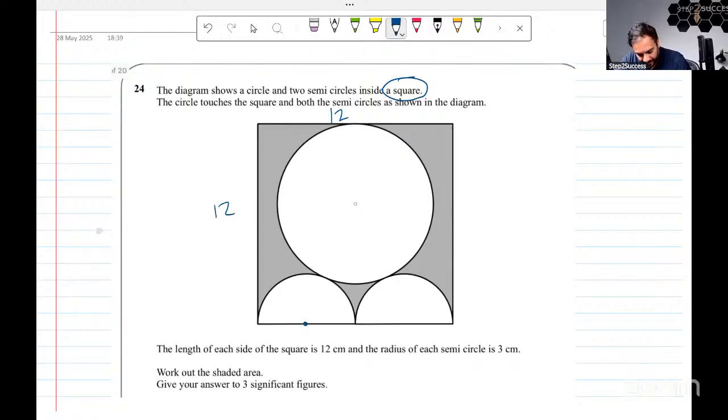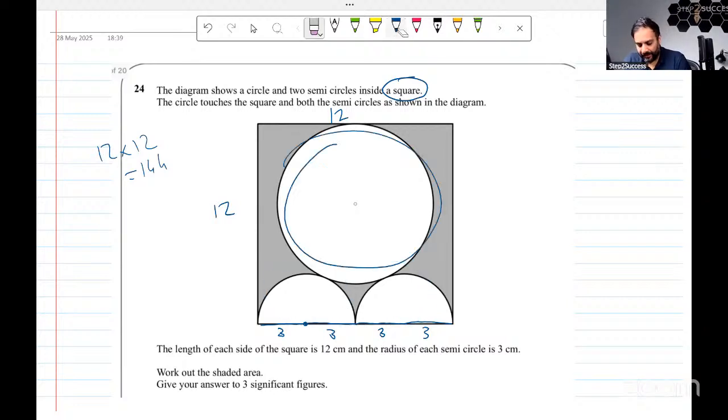The radius of this semicircle goes from here to here, which is 3, another 3, another 3, another 3, right? So it's just 3, 3, which is the 12 that we know already. The area of this complete square then is 12 times 12, which is 144, from which, to get the shaded area, I need to take away the other shapes. So the circle and the two semicircles.